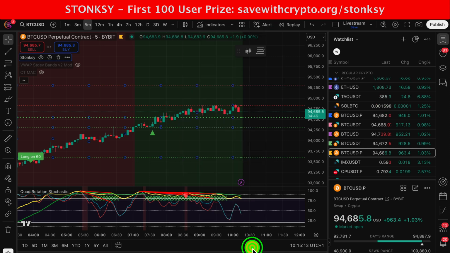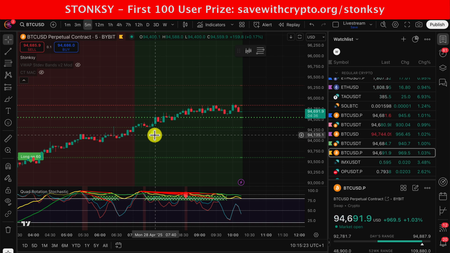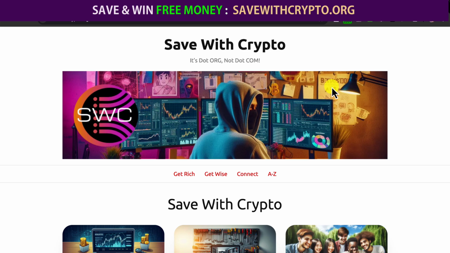Okay. Now what we've generally found recently is that if you get a green background on the 5 minute and then you get a confirmation arrow like that, it's normally a very good sign that you're going to see some decent upwards movement.